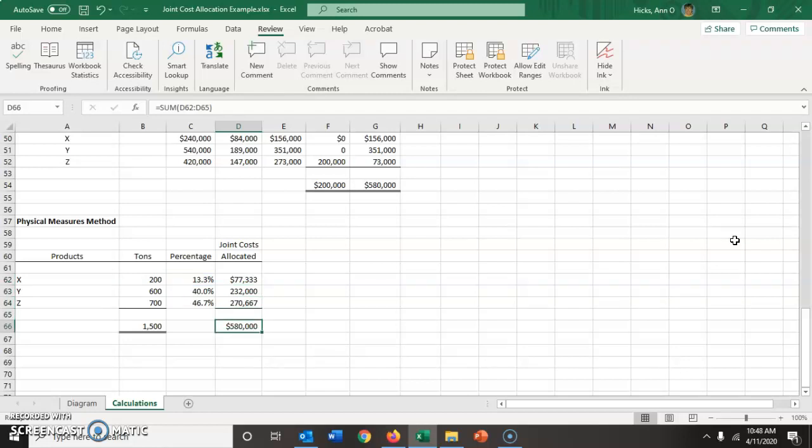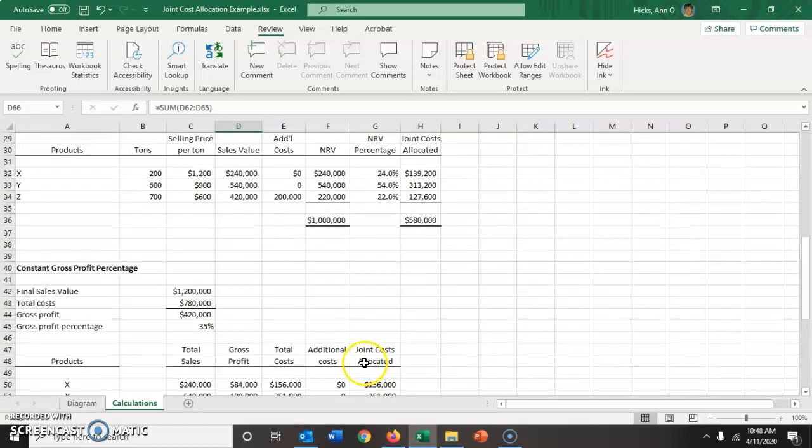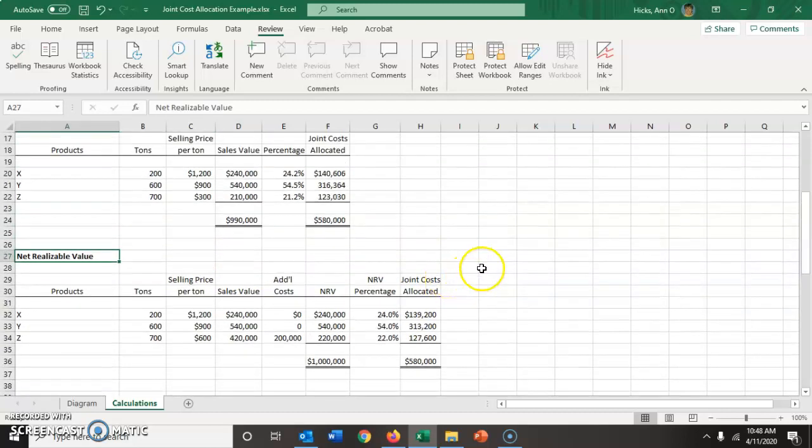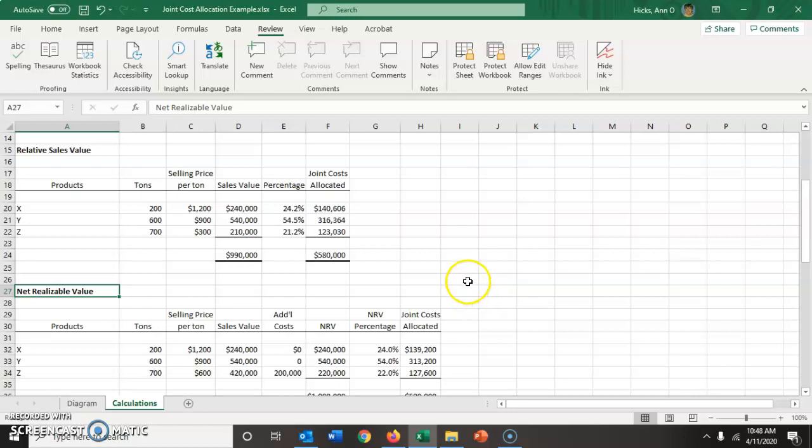Not a lot of direct relationship there. I would argue that probably the most widely used method is the net realizable value method. That, I think, seems to have the best connection between allocation and a viable relationship, i.e. ability to bear.